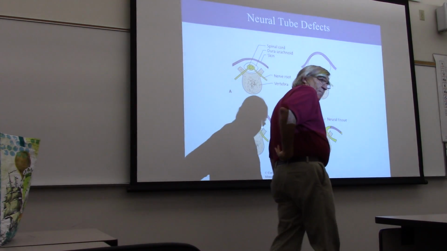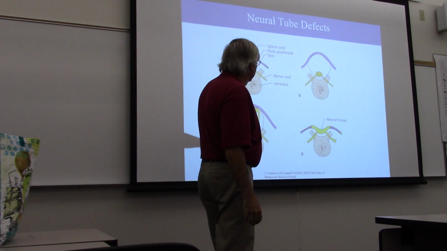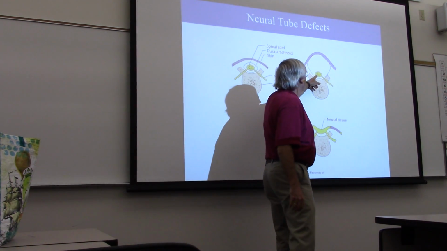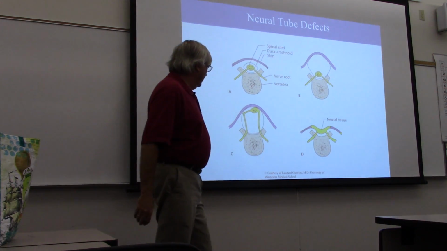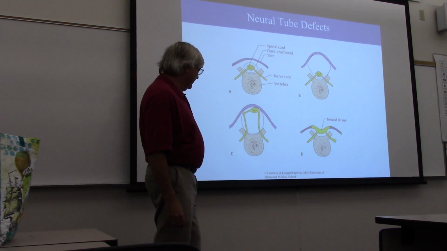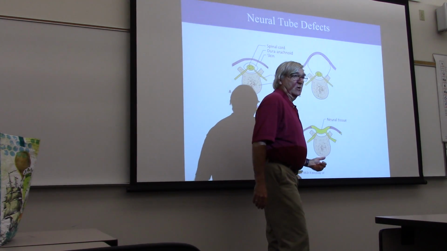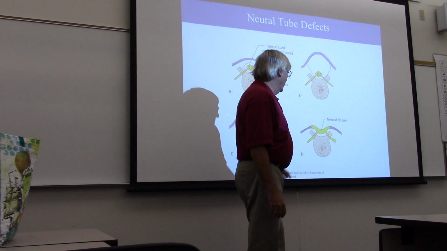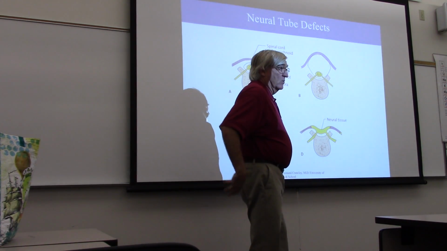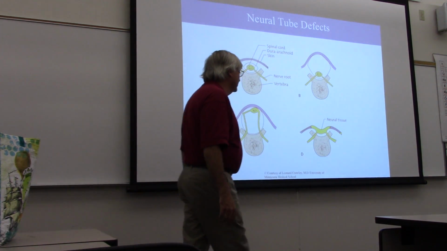These kids are born with a bump on their back. But you notice in this one that the spinal cord isn't out there. In this one here, the spinal cord is out there. And in the final one, there is no skin over it, so it's just open. These kids usually do not survive very long because their spinal cord is open to the weather back there, and it's lots of infections and so forth.